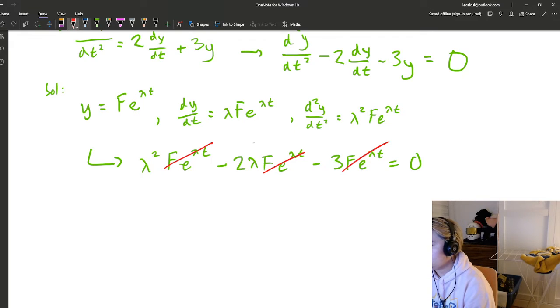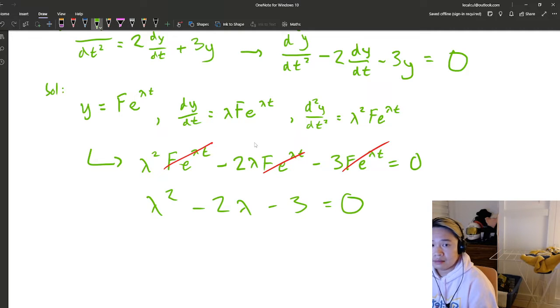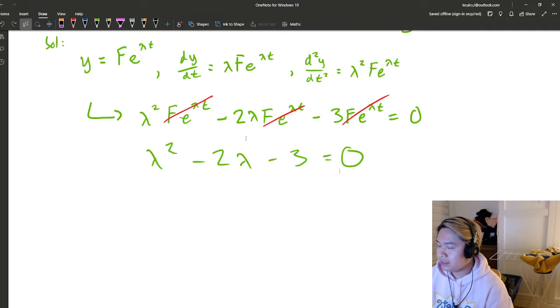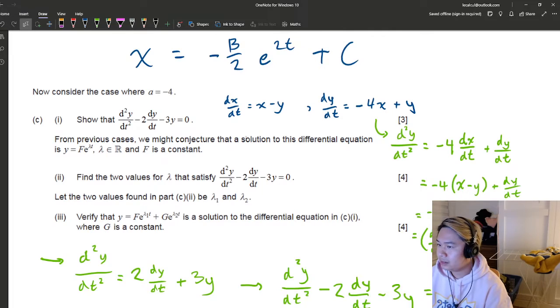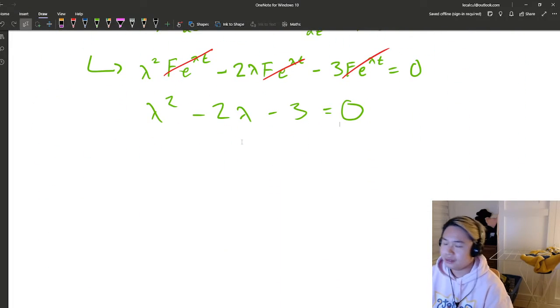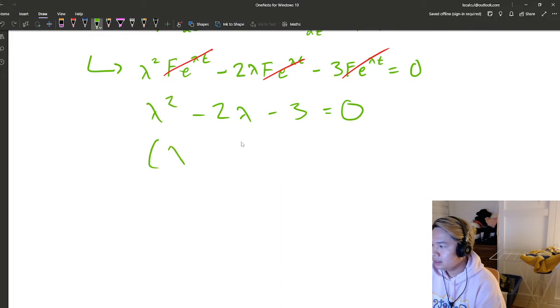So basically we are solving this quadratic equation for lambda, and such is solving differential equations. You end up just solving quadratics. So lambda is minus 2 and 3.